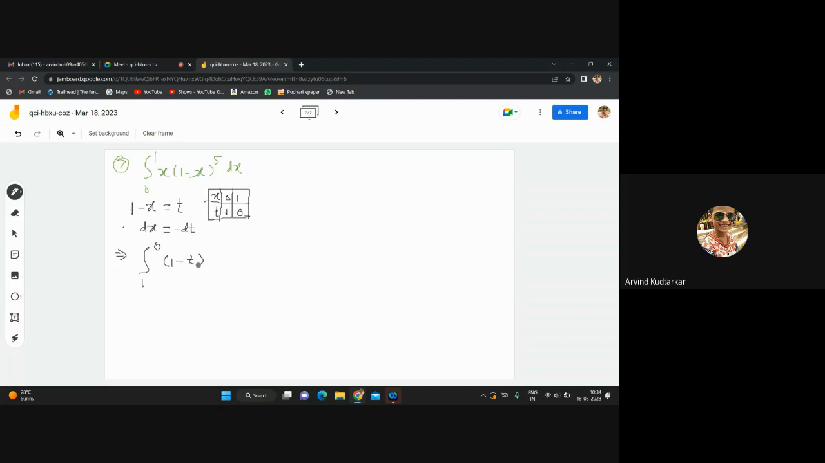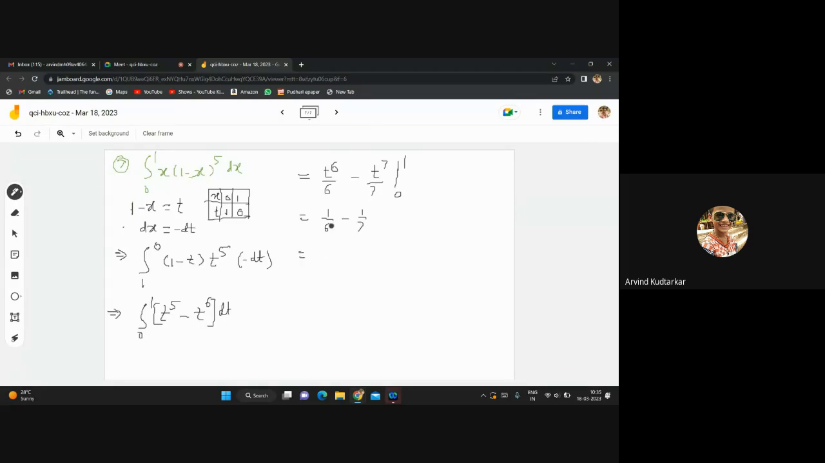Right? So what do you have to do with this? Integration. So what is their integration? Their integration is t raised to 6 upon 6 minus t raised to 7 upon 7, and apply the limit to this term from 0 to 1. So we get 1 by 6 minus 1 by 7.